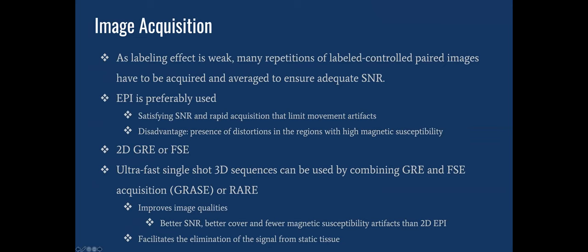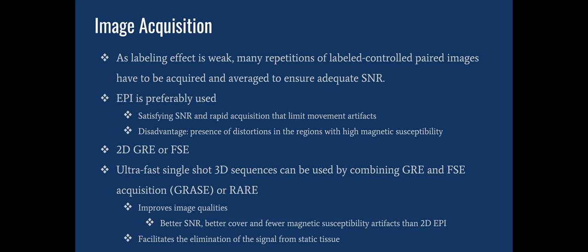So the image acquisition that we use in ASL: as the labeling effect is weak, many repetitions of labeled and control paired images have to be acquired and averaged to ensure adequate SNR, as I mentioned earlier. And EPI is preferably used due to its benefits, satisfying SNR and rapid acquisition that limits the movement artifacts. The disadvantage with this is the presence of distortions in the regions of high susceptibility.